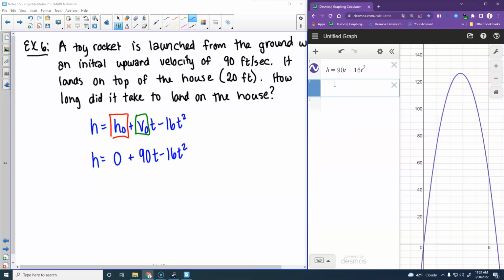Since we're using h and t, say h equals 20. Shoot. Maybe y equals 20. I don't know if it's going to do it right. Yeah, it does. Okay, do y equals 20. It won't let you do h. It's not recognizing that. But h is your y coordinate here, right? So if I do y equals 20, now it has a gray dot right there where they cross. So I can see that it hits the house at 5.393 seconds.